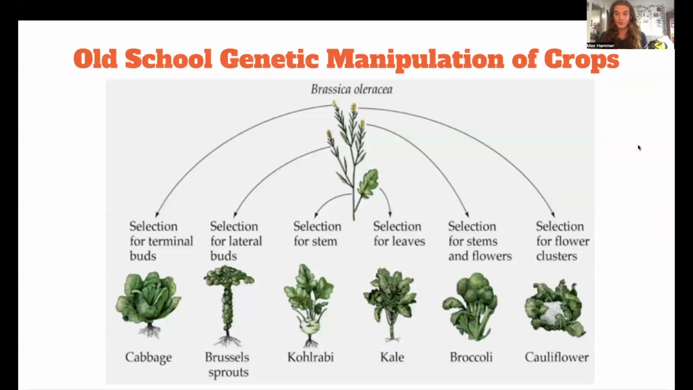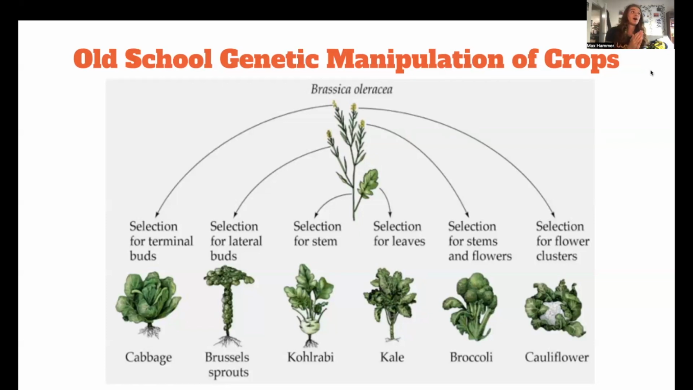So we're going to now talk about using these tools to change crops and plants in ways that we want that are beneficial for us as humans. But I want to start by taking a short history lesson about the history of genetically manipulating plants. And we've been doing this for a really long time. So, old school genetic manipulation of crops.